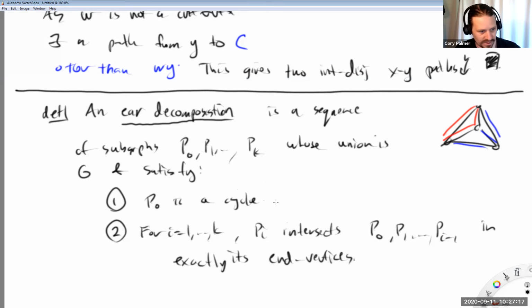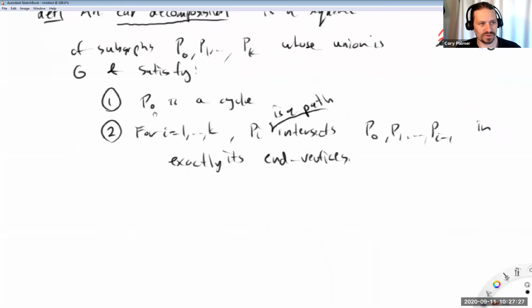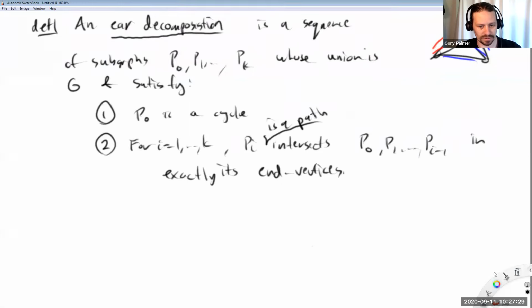Did I not write that down here? So each PI is a path. That's pretty important. And it intersects those guys. Let me just draw a picture because it's totally easy to figure out what's going on. So often we look at an ear decomposition in the reverse way. You also see why it's called an ear decomposition. So here's P0. P1 is a path, and it intersects P0 exactly in its endpoints. So P1 looks like this. There's P1. It's a path, and it only hits P0 in the endpoints of P1.